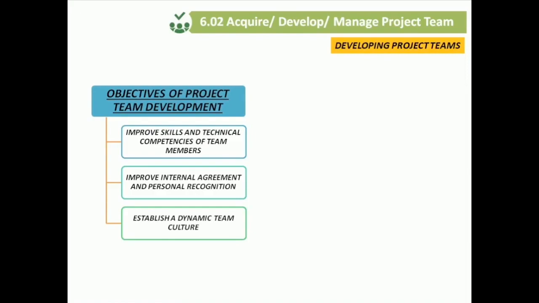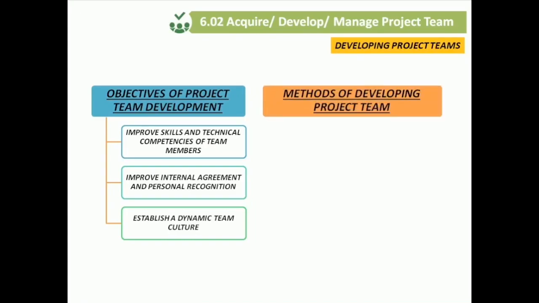Establish a dynamic team culture to improve team spirit and cooperation between team members to contribute to better knowledge and expertise sharing. Let's look at some of the methods of developing project team. Development of project team is a continuous process, not an instantaneous one. There are 4 basic methods to develop a project team which are able to accurately and effectively complete the project scope. The method of developing project teams are shown below.